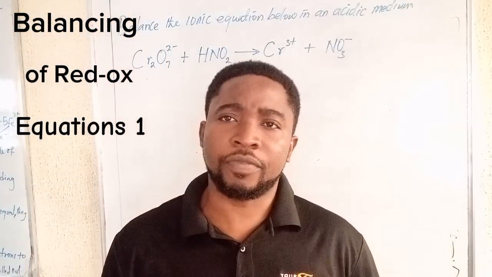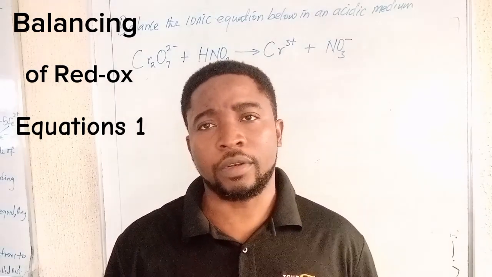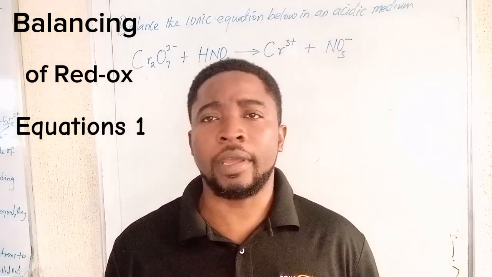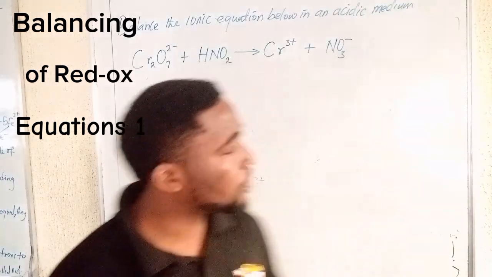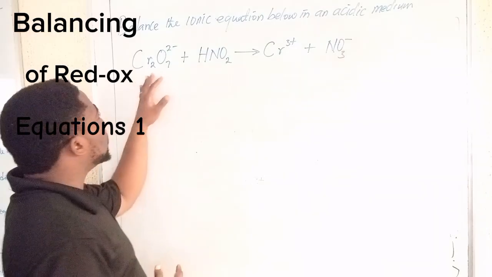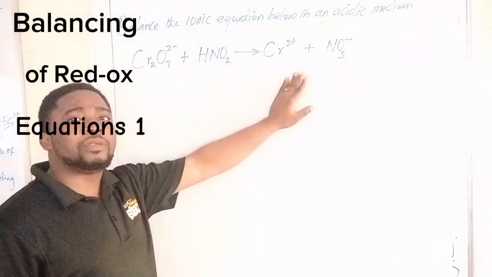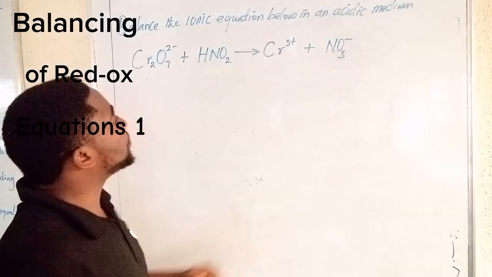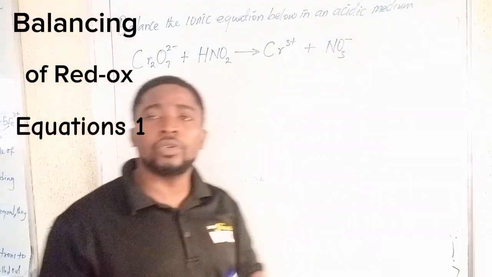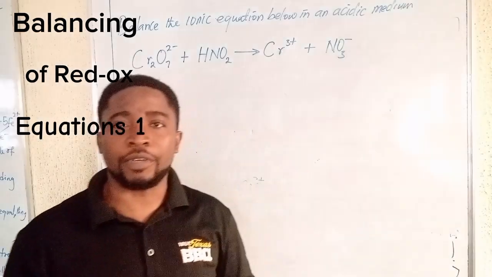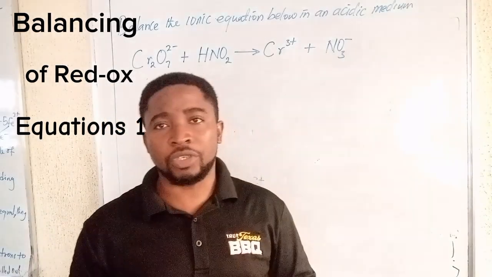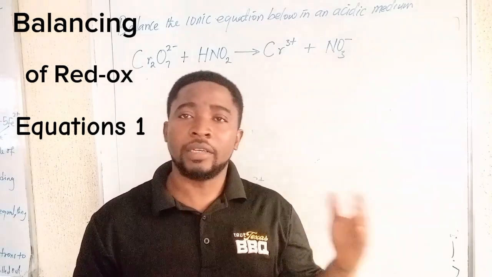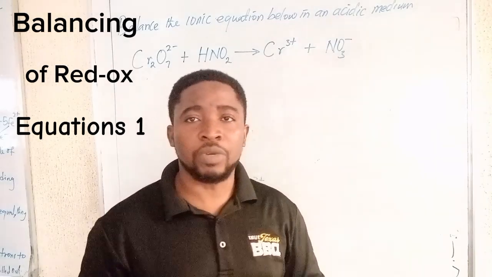So let us look at a sample question that involves balancing of an ionic equation in an acidic medium. Now look at this question. This is an ionic equation and we are asked to balance it in an acidic medium. So the first thing I need to do is to split the overall ionic equation into two half equations, in which one will be the oxidation half equation and the other one will be the reduction half equation.